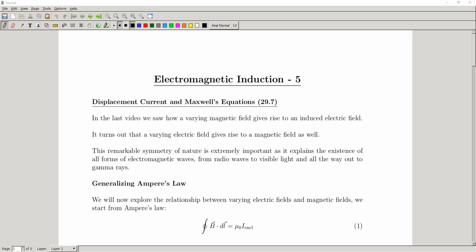Okay. So in this video, we're going to be covering the first part of section 29.7, and section 29.7 covers displacement currents and Maxwell's equations. So in this first video, we're going to talk about displacement current, and in the second video, I will do Maxwell's equations. Okay. And so we'll get right into it here.